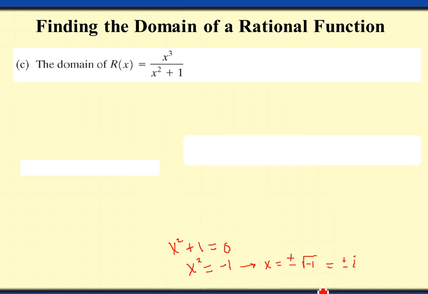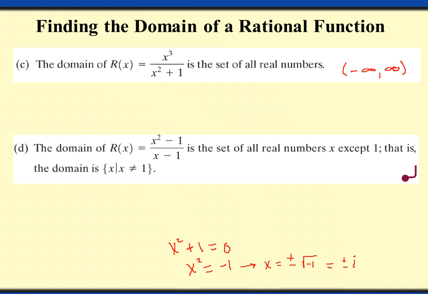And so there are no real values of x. There are no x values that are real numbers, no x values that we can plot that would cause the denominator to be 0. So in this case, the domain is the set of all real numbers. And of course, we could write that in terms of an interval, -infinity to +infinity, if we so desired.